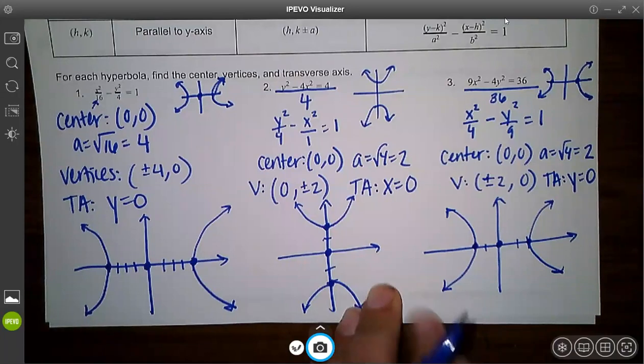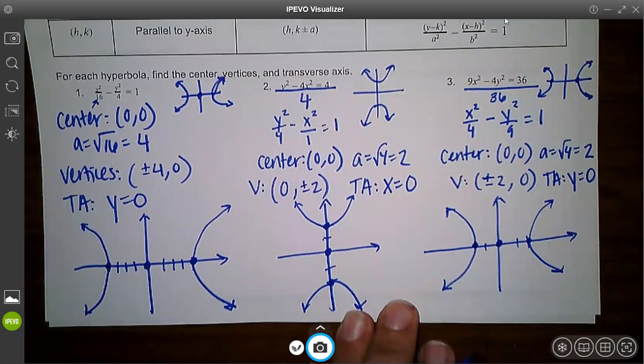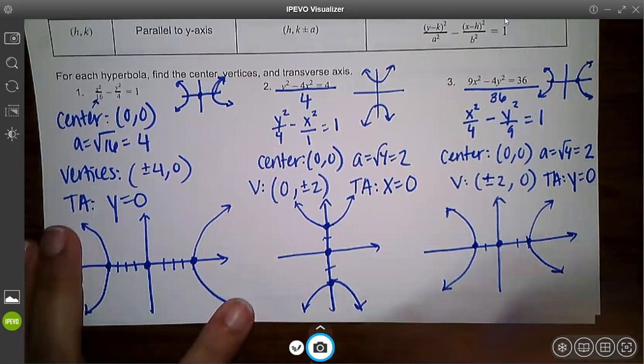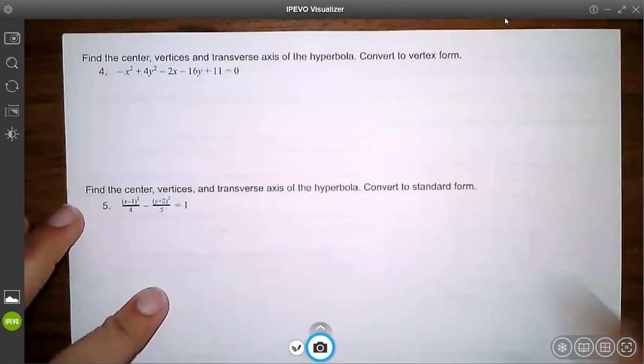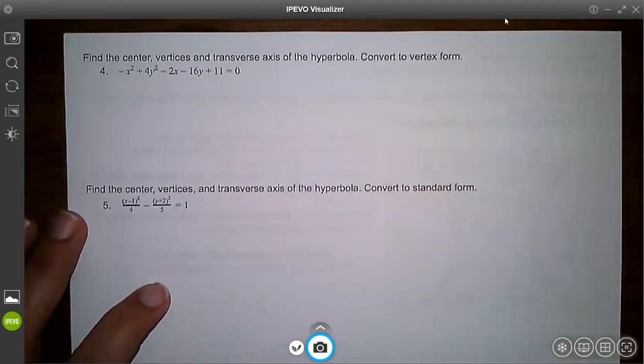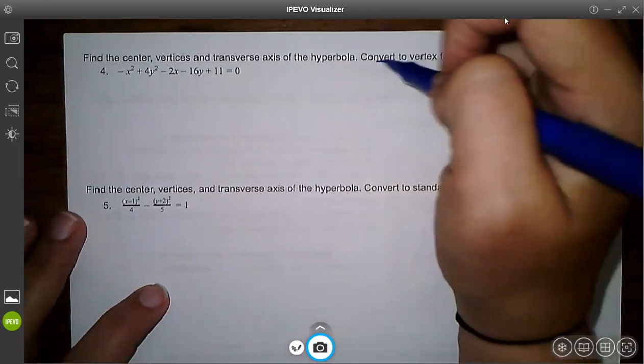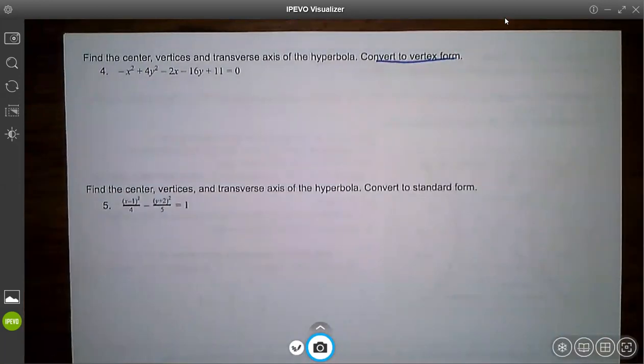We are going to look at 2 examples, one that's in general form that we'll have to convert to vertex form. Center is not at 0, 0. And then one that's already in vertex form, convert it to general form. So just like the other guys, these are the 2 that will be on your test. Find the center, vertices, and transverse axis of the hyperbola, convert to vertex form. It's easiest if you start at vertex form. So I'm going to do that first.